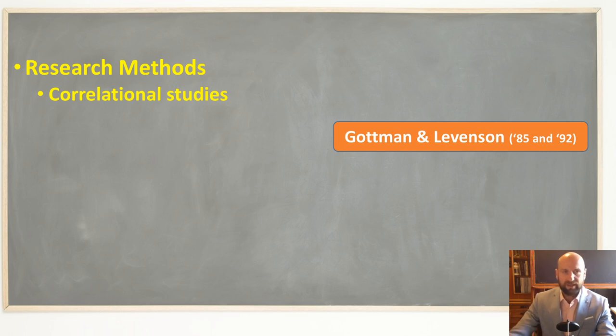Now we have to think carefully about the research methods and the ethical considerations. So I would say Gottman and Levinson, both of these are really good examples of correlational studies.